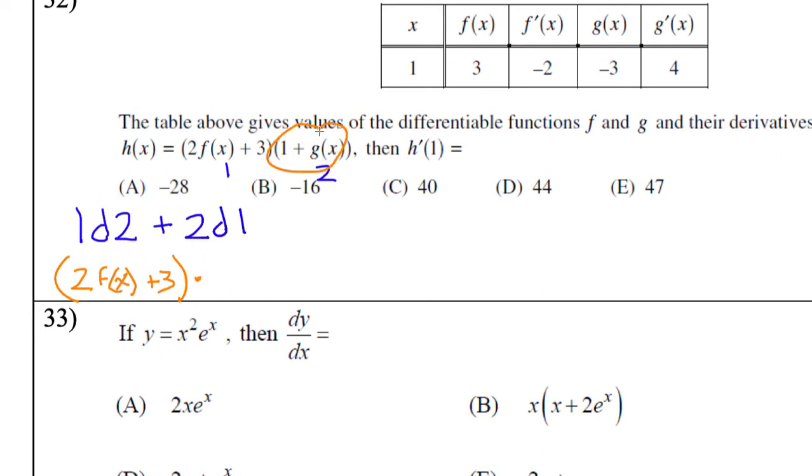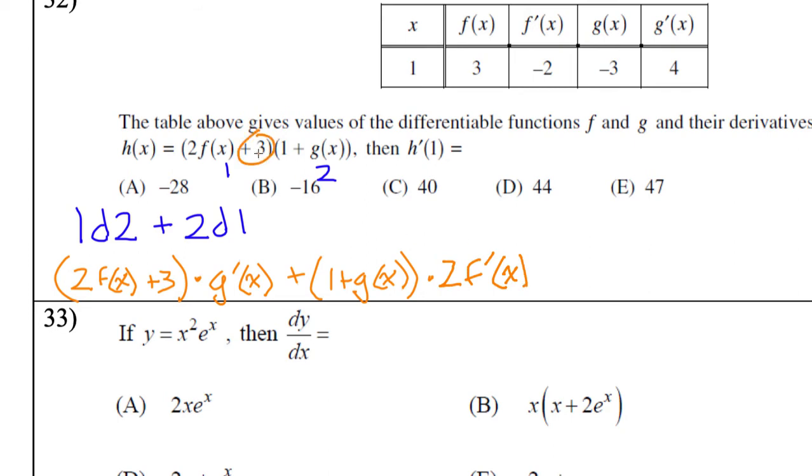So the derivative of the second function, well, the derivative of 1 is 0, so don't worry about it. The derivative of g is just g prime. So this is times g prime of x. That was 1 d2. Now I'm going to add 2. So 2 is just this 1 plus g of x. And then d1, I'm going to multiply by the derivative of 1. So multiply by the derivative of this thing. So the derivative of 2f of x is 2f prime of x.